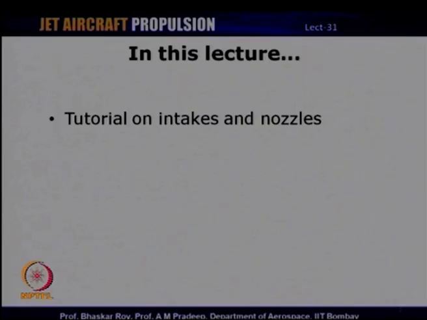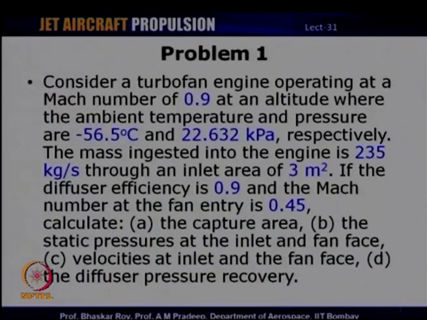So, as I said, the first problem that we are going to discuss will be on a subsonic intake. It is related to a turbofan engine, which is what is used in normal civil transport aircraft, and a turbofan engine which operates at a Mach number of 0.9 at an altitude where the ambient temperature and pressure are minus 56.5 degrees Celsius and 22.632 kilopascal respectively. The mass ingested into the engine is 235 kilograms per second through an inlet area of 3 meters square.